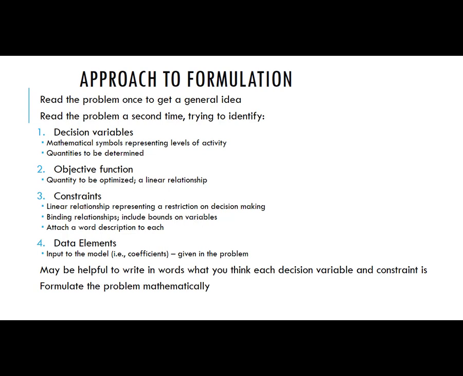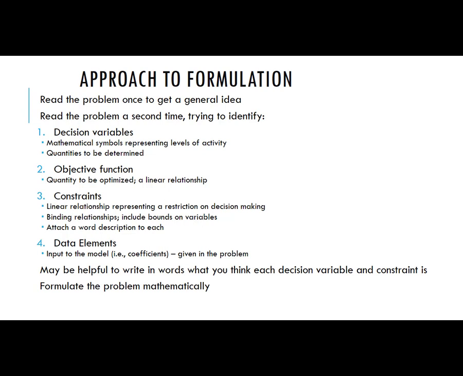So the approach that I want you to take to formulating, many times I'll give you a word problem or a word description. So you need to read that problem once to get a general idea, and then, heaven forbid, you should read it a second time. This time you should try to identify four big things: the decision variables, the objective function, the constraints, and the data elements. So remember, the decision variables are the things that the decision maker has control over.